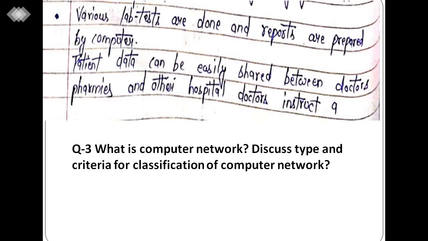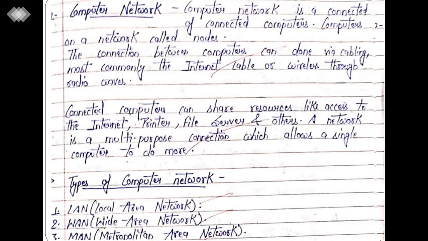Now the next question is: what is computer hardware? Discuss types and criteria for classification of computer network. So a computer network is a set of connected computers. The computers on a network are called nodes. The connection between computers can be done via cabling, most commonly the ethernet cable, or wirelessly through radio waves. The connected computers can share resources like access to the internet, printers, file servers and others. A network is a multi-purpose connection which allows a single computer to do more.